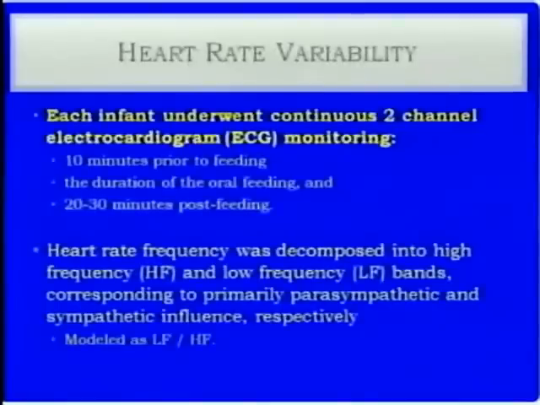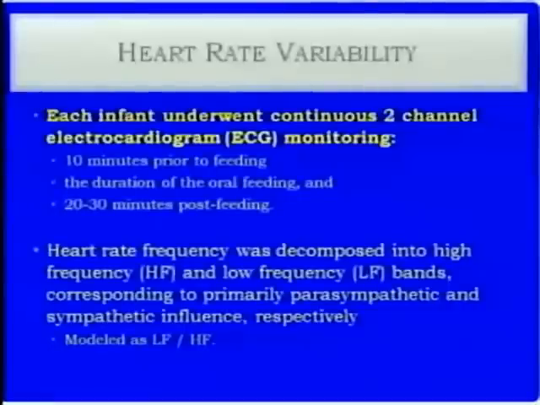So just to give you some background, each infant underwent a little more than 50 minutes of continuous monitoring with a Holter, the ambulatory ECG monitor. They were measured 10 minutes prior to oral feeding, the duration of the oral feeding, which generally took about 20 or so minutes, and then 20 to 30 minutes post-feeding.